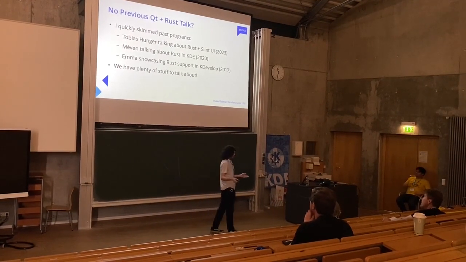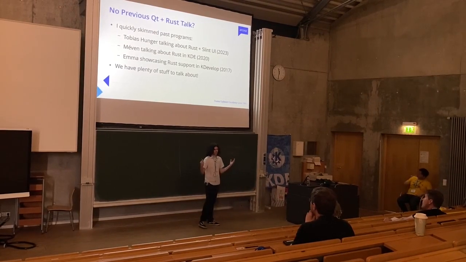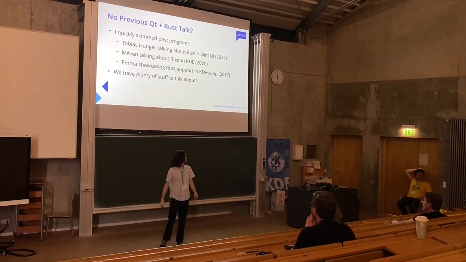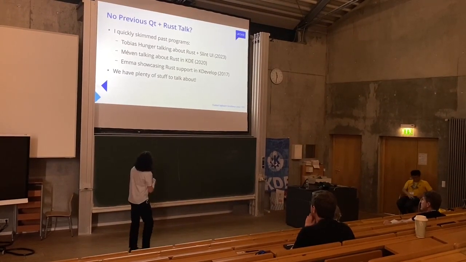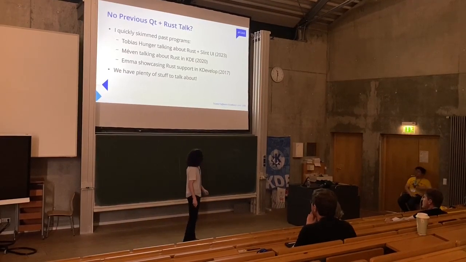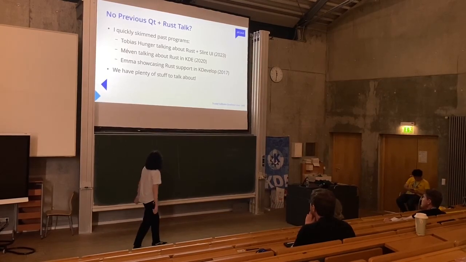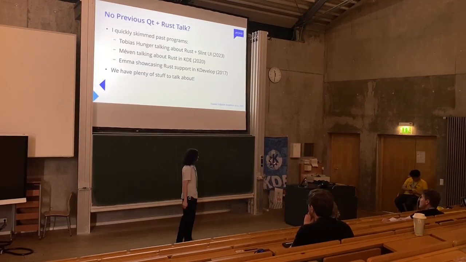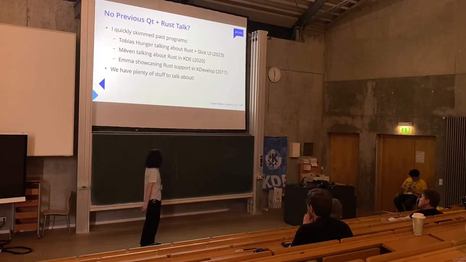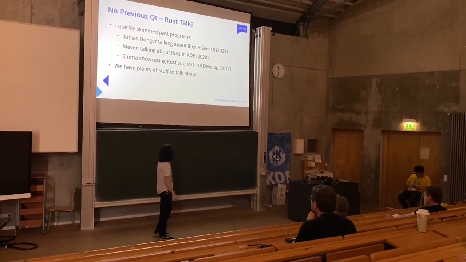Since Rust is a relatively new thing, I was really curious if someone did a talk about this before in the previous Akademy. There were three major instances that I could find. We have Tobias talking about Rust plus Flint in last year's Akademy, which of course I haven't been able to go to. There was a talk about Rust in TG, and we also have a talk about Rust support in KDAB. So hopefully this is sort of a new talk to a lot of us here.